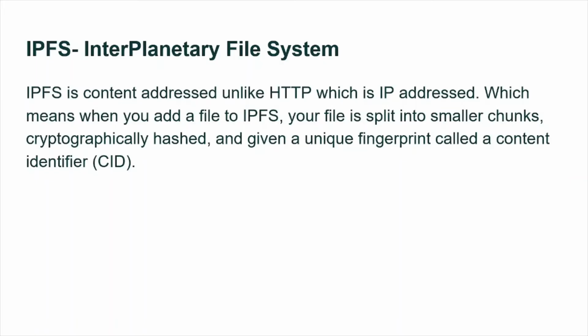IPFS is content addressed, unlike HTTP, which is IP addressed. This means when you add a file to IPFS, your file is split into smaller chunks, cryptographically hashed, and given a unique fingerprint called a content identifier. This content identifier acts as a permanent record of your file as it exists at that point in time. Anyone who has that hash can access the data.